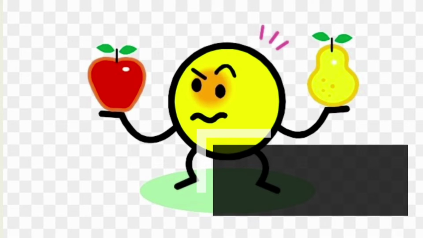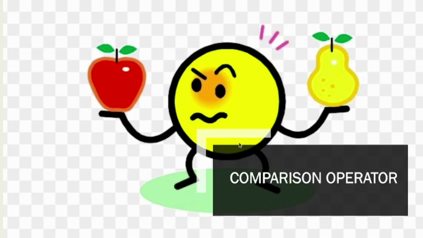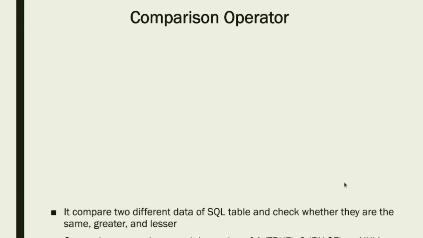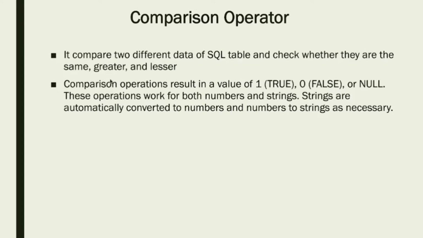In the previous video, I told you about logical operators. So today's topic is comparison operators. Let's see the definition of a comparison operator. A comparison operator compares two different data of an SQL table and checks whether they are the same, greater, or lesser. Comparison operations result in a value of 1, which is true, 0, which is false, or null values. So note it down.